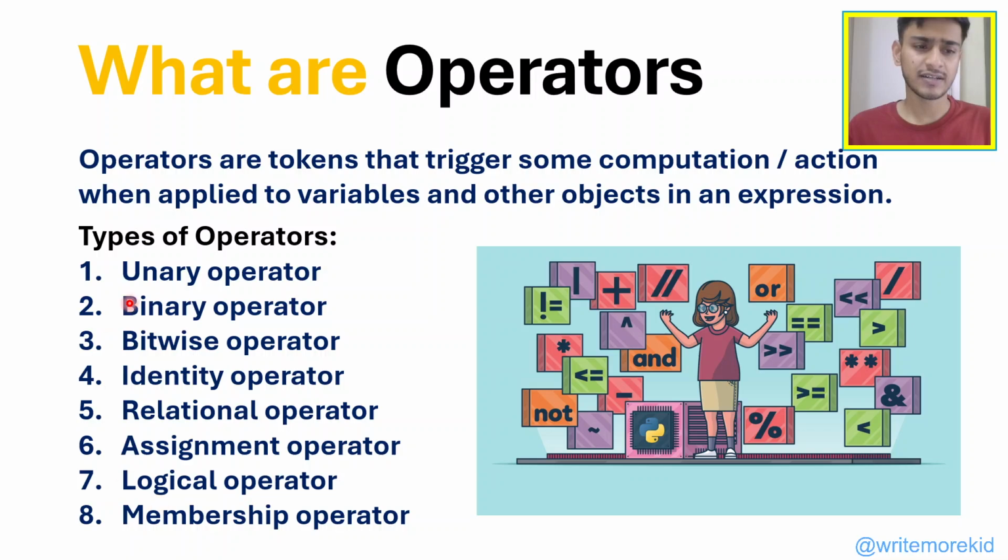Now here you can see there are 8 types of operators. I have categorized them, where you can read the names. This is unary operator, this is binary operator, then bitwise, identity, relational, assignment, logical, and membership operators. We will learn every type of operator, and you will also get to know that some of the operators are repetitive in nature. There might be an operator which is a unary operator and also a bitwise operator. Then you will see, oh, it can also be a binary operator. Then it can also be an assignment operator. So these are a few things you will get to know.